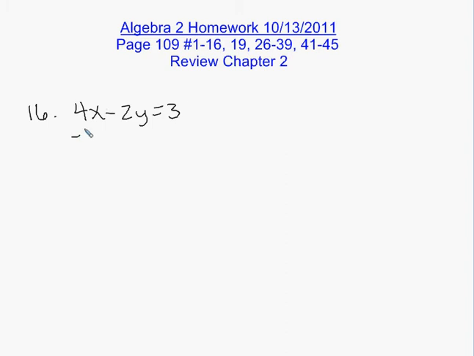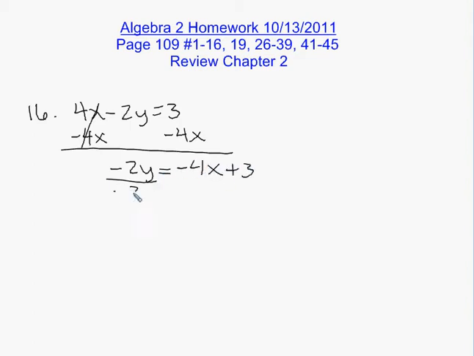So I'm going to start by subtracting 4x from both sides because slope-intercept form has the y by itself on one side of the equals. So I have negative 2y equals negative 4x plus 3. Then I'm going to divide both sides by negative 2. That way the y is by itself. So divide negative 2 into both of these. Negative 2 divided into negative 4 is positive 2x. Negative 2 into 3, that doesn't go evenly, so you just leave it.